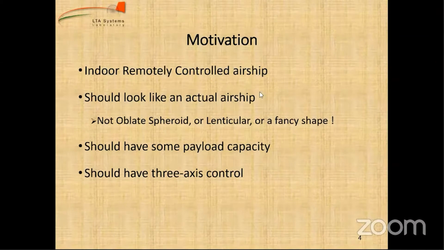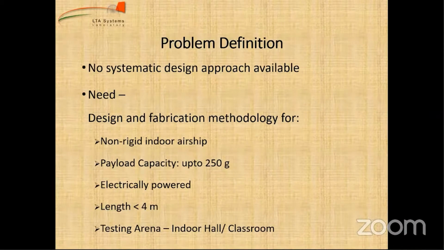So can any one of you tell me what the 3-axis control is? What are the 3 axes called? Sir, pitch, roll, and yaw axis. Yeah, perfect. So we should be ready to control the airship along these 3 axes, positive and negative, so a total of 6 directions. Whenever we design something, there is a problem definition that we define right at the beginning. And we define this because there is no systematic approach available, since we work in a kind of rare area.